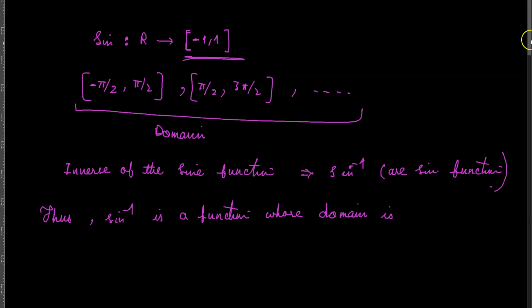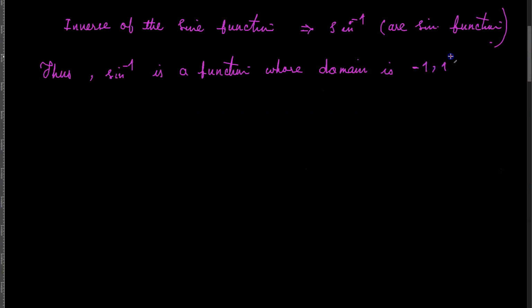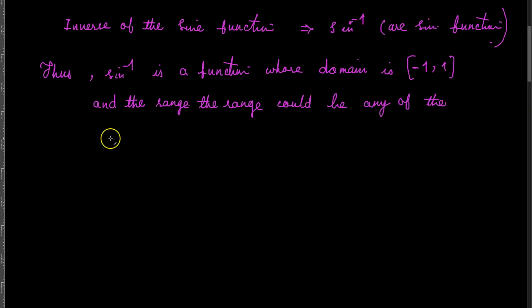We have to take this as the domain, the closed interval -1 to 1, and the range could be any of the intervals, for example, -π/2 to π/2, or you can go, for example, π/2 to 3π/2, and so on and so forth, right?